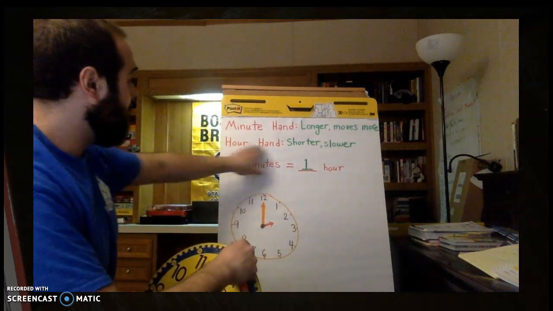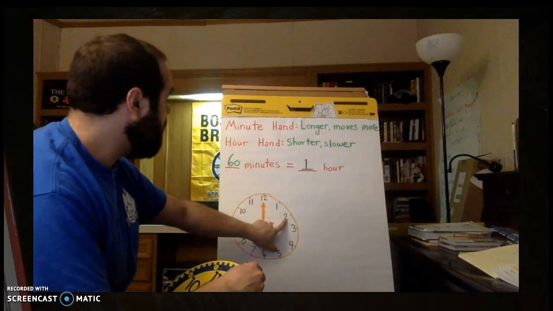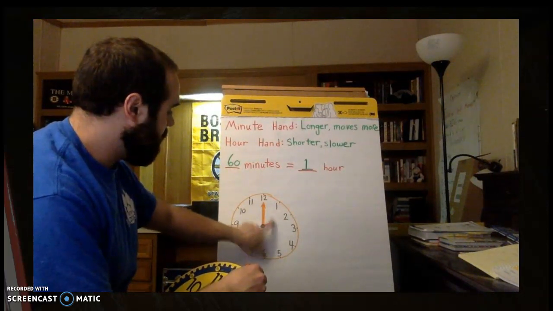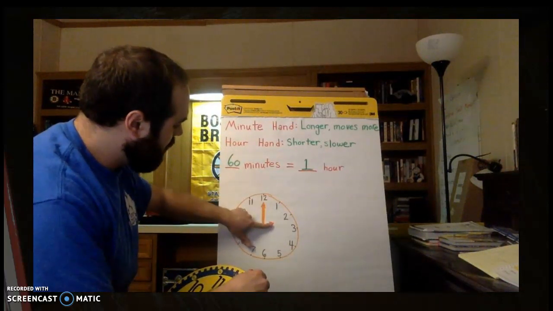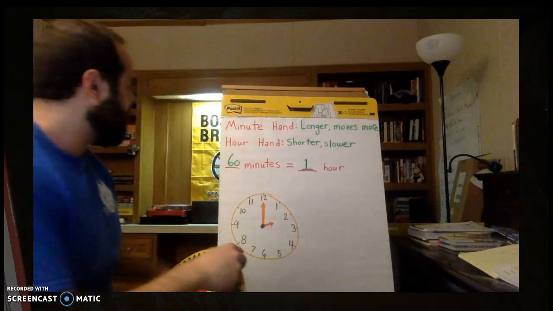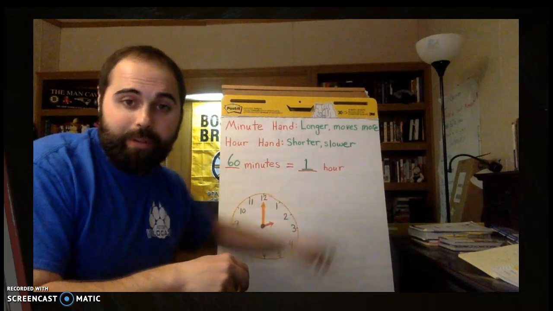So it's the opposite for the hour hand. It's shorter and it's slower. I show it right here pointing to the 2. And it moves much, much slower because one full rotation of that minute hand makes that hour hand only go to the next hour, which would be 3 o'clock. And we also know that 60 minutes is equal to 1 hour.